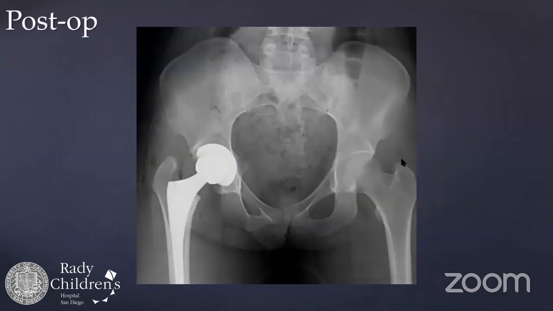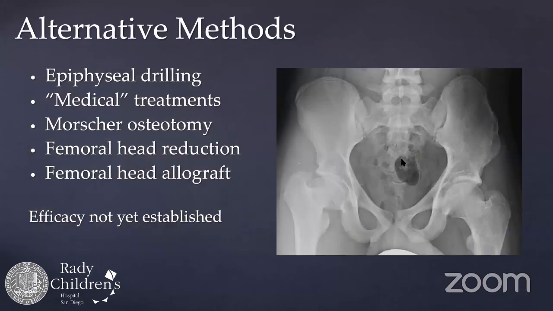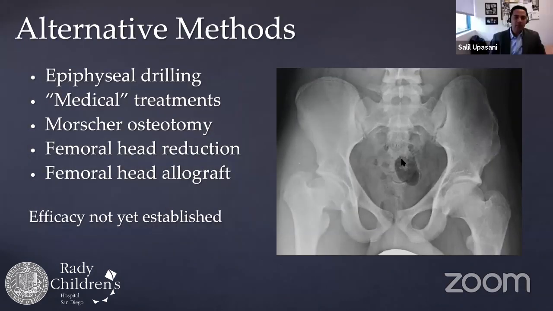Okay. So anyway, she ended up getting a total hip. We do these with ceramic on poly, and this is just a DePuy implant. So alternative methods include drilling, medical treatments, Morscher osteotomy, head reduction, and allograft.